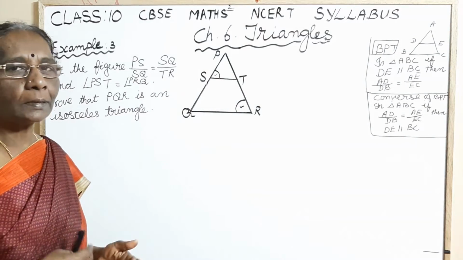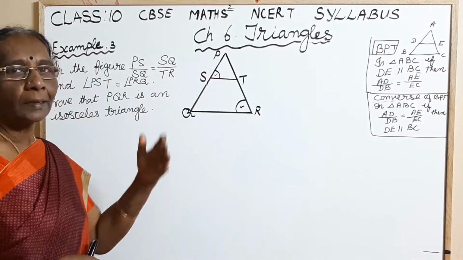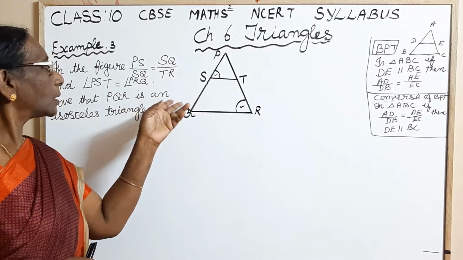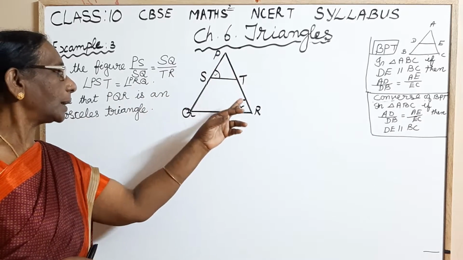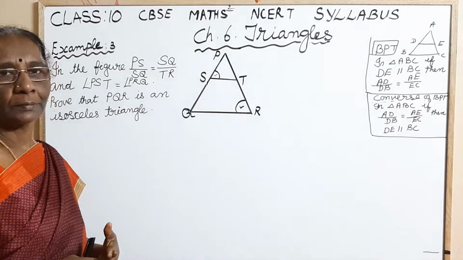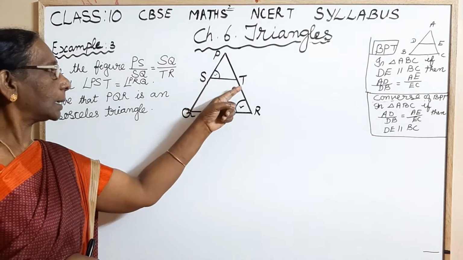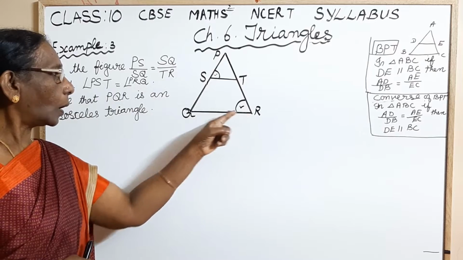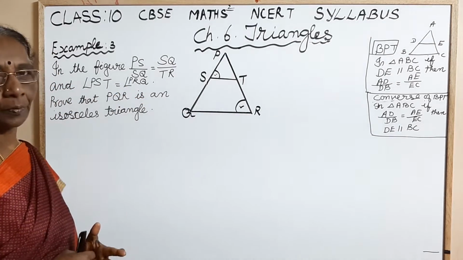Children, what is given? This PQR is a triangle. In this, the ratios are equal: PS by SQ is equal to PT by TR. It is given. And also it is given angle PST is equal to angle PRQ.